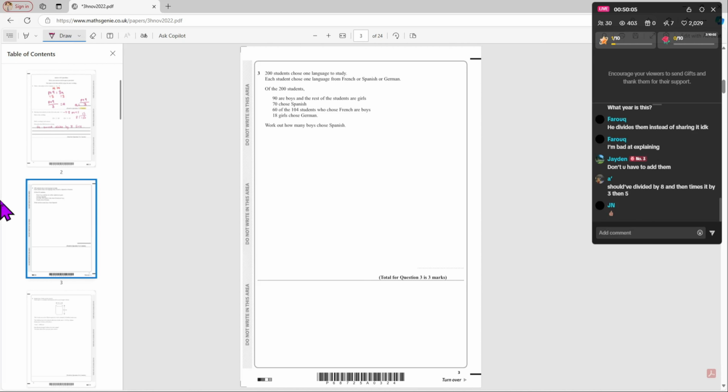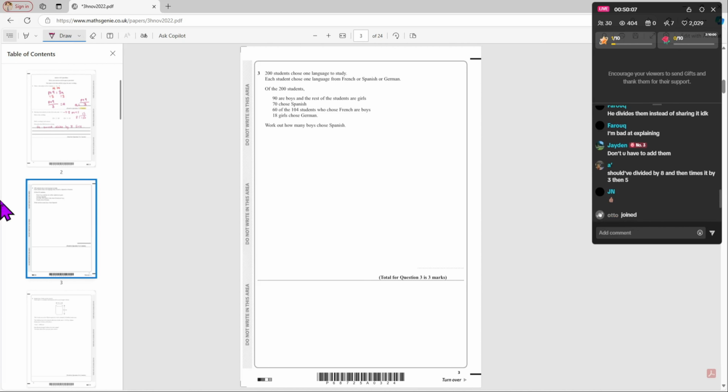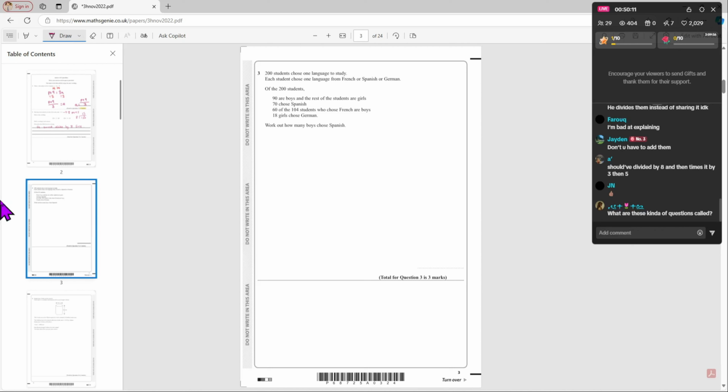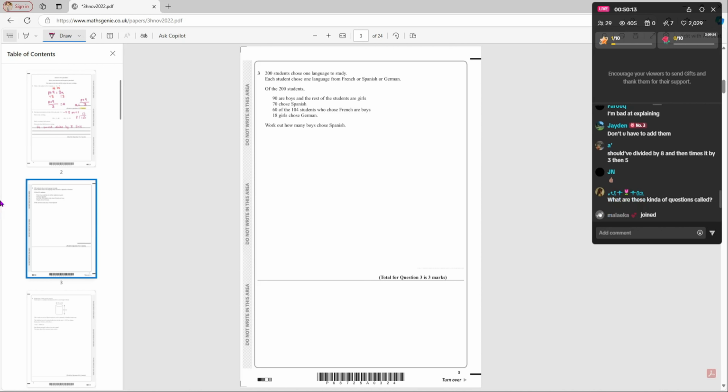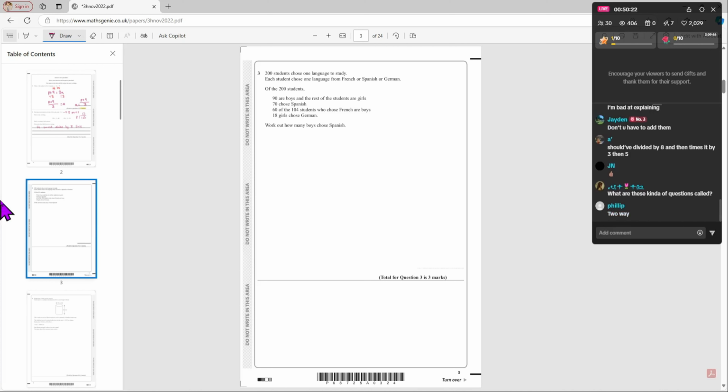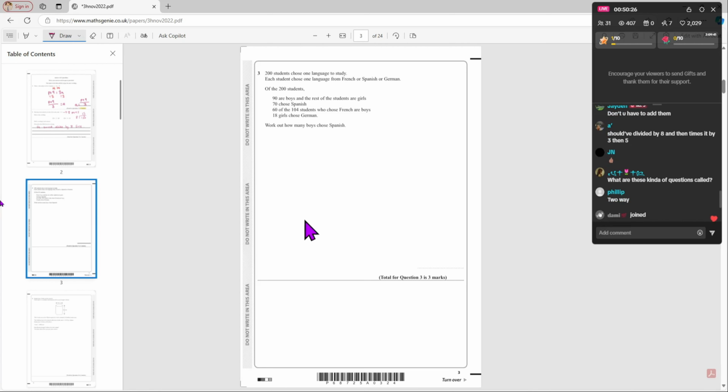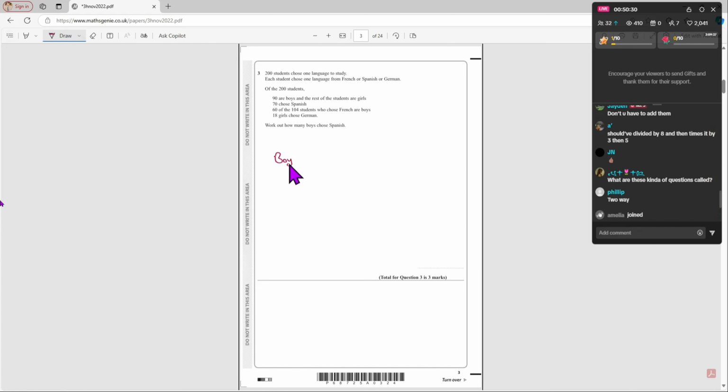So for this question, you know that we have to draw a type of table. Does anyone know what type of table we are supposed to draw for this question? What type of table are we supposed to draw? There is a specific type of table you have to draw to answer this question. Yes, well done, Philip. It has to be the two-way table. The two-way table. So for the two-way table, you're going to have boys here and girls over here.